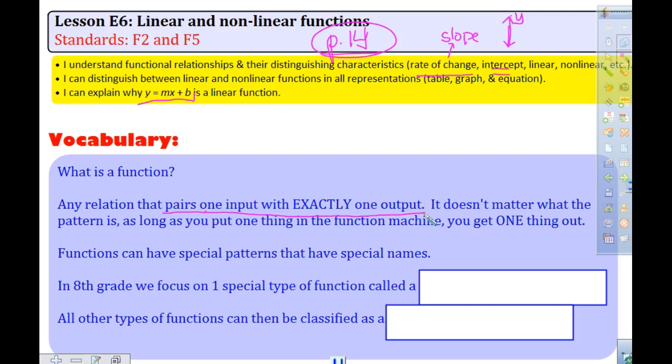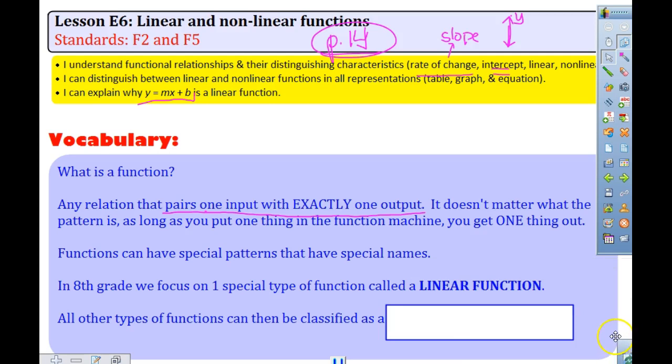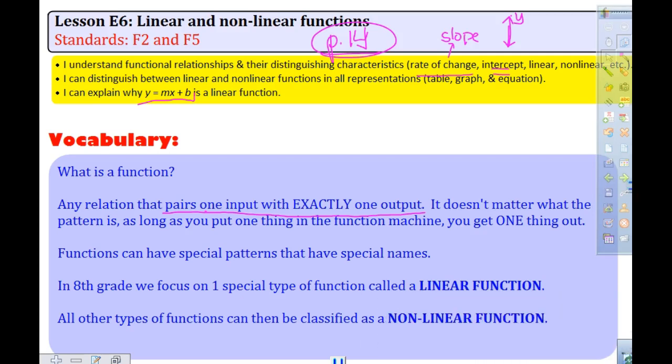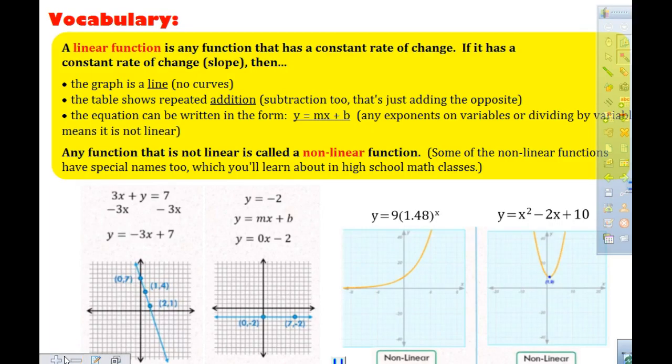So functions have special names. In 8th grade, our main focus has been linear functions. Linear functions, we're going to talk about the special features of those, but the other types of functions that we are going to be looking at this year are called nonlinear functions. So those are our 2 that we will focus on this year. Next year in algebra, there is a huge focus again on linear functions. A linear function has a constant rate of change.